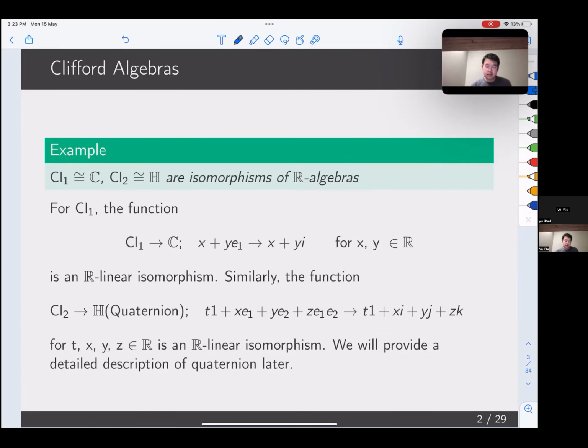Next, we see that Cl_1 is isomorphic to the complex numbers, and Cl_2 is isomorphic to the quaternions. So for Cl_1, we have basis 1 and e_1, corresponding to the real part and imaginary part of a complex number. For Cl_2, we have basis 1, e_1, e_2 and e_1 e_2, corresponding to the 4 bases in a quaternion.